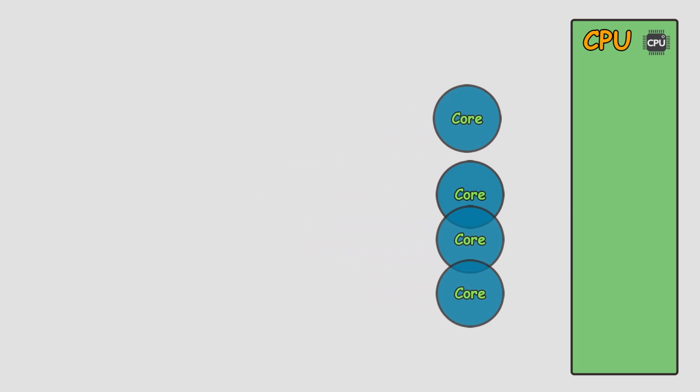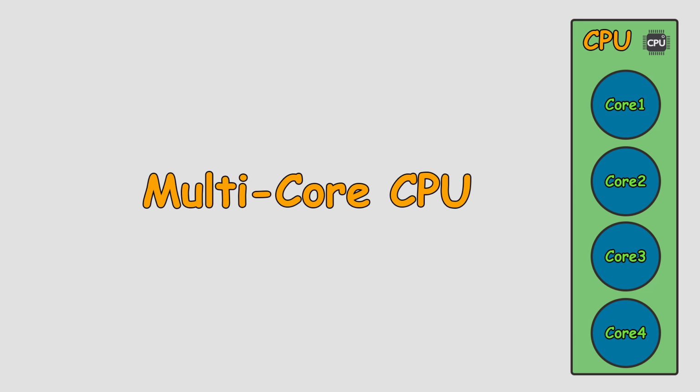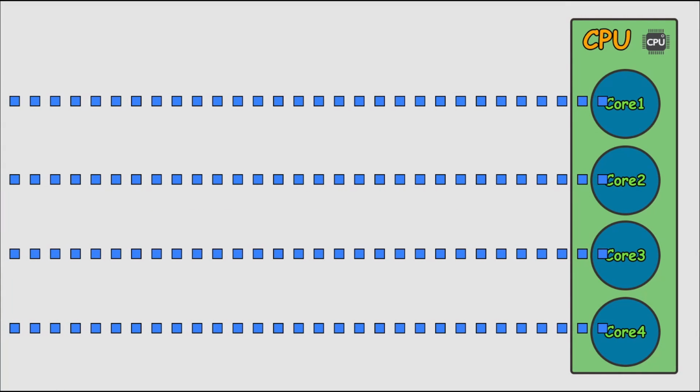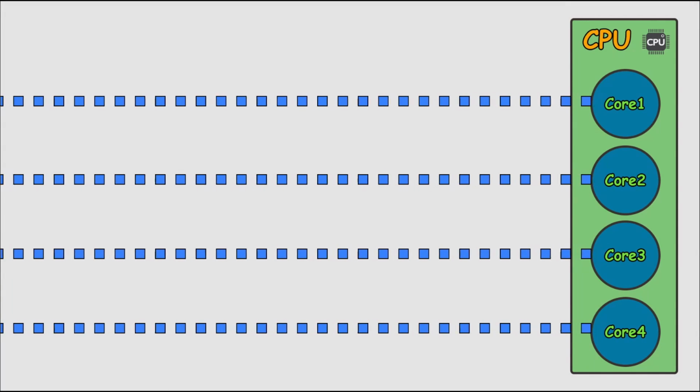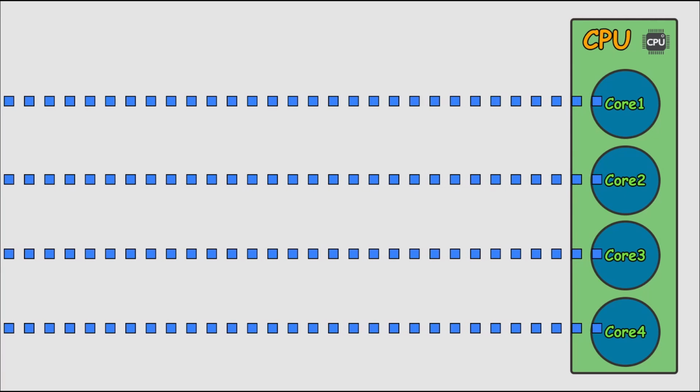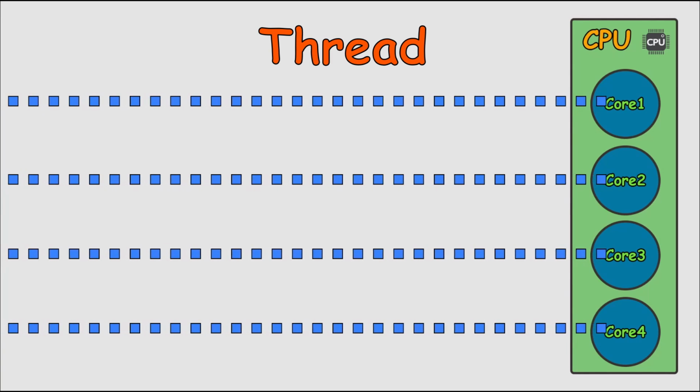Imagine that this is our CPU. It's not a secret that a CPU may contain multiple cores, which are known as physical cores. The feature of CPUs to have many cores is known as multi-core CPU. Each core is an independent unit which is capable of executing a series of instructions. This series of instructions can also be named a thread of execution.